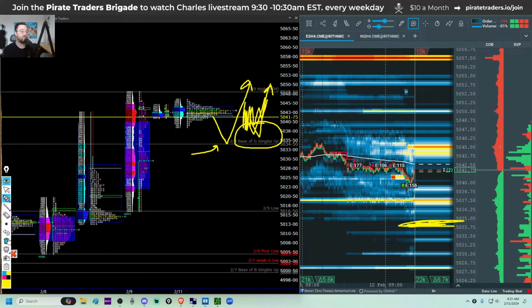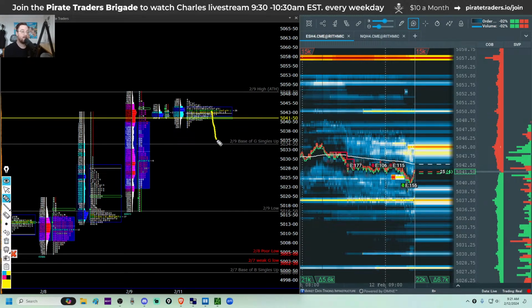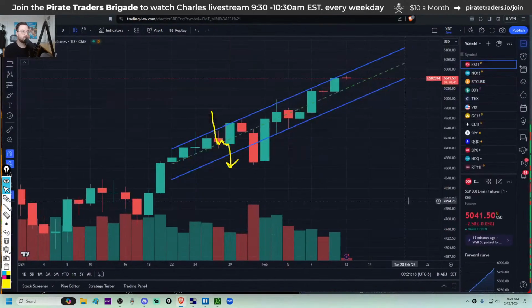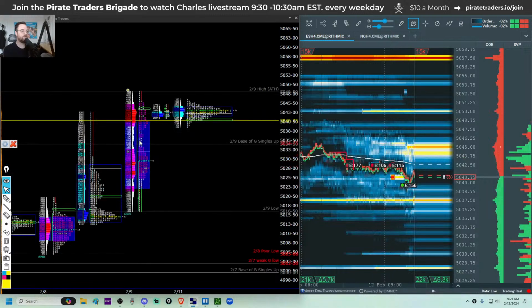Now, if that level breaks, if we get back down to there and it doesn't act as support, well, then I know my narrative is wrong. The idea that we're going to break out of that channel on the daily, right? That we're going to break out above here and get new momentum and new buyers and take this market straight to the moon. I know that narrative is wrong. Okay? So that's the job that the single print is doing today.